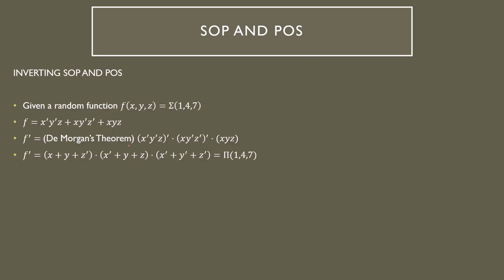This is important. Using De Morgan's theorem to invert SOP and POS. So if you get a canonical SOP like this, you know that it was 1 at 1, 4, and 7. And that means if you try and do F complement, you know that the result will be 0 at these points. So now F complement will be equal to pi of 1, 4, 7, or the SOP of 0, 2, 3, 5, 6.